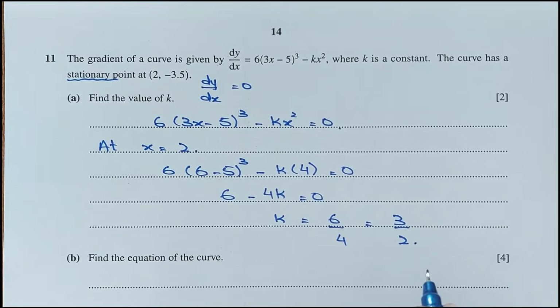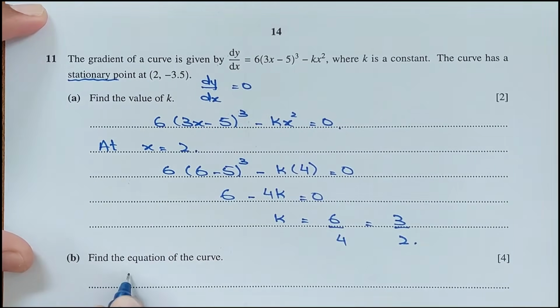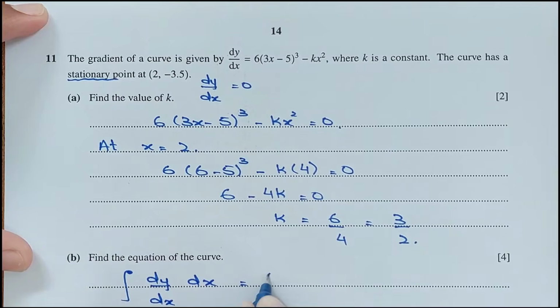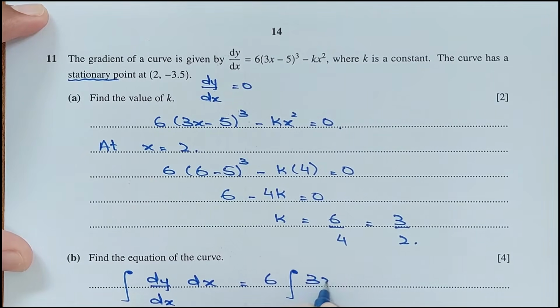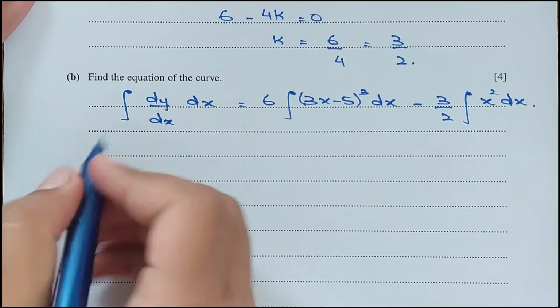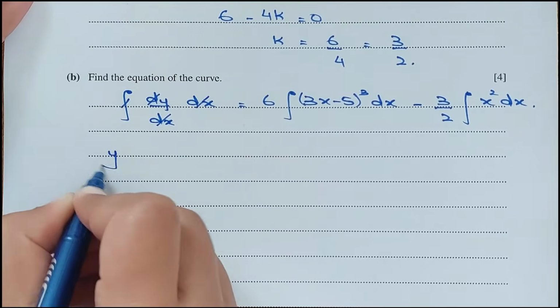Right. Now for part B, find the equation of curve. So for the equation of curve, we have to integrate on both sides. We have dy over dx with respect to dx. 6 is outside, integration of (3x minus 5) whole cube with respect to dx, minus k, which is 3 by 2, outside, integration of x square dx. Right. Let me simplify. dx is cancelled with the dx derivative, and antiderivative is cancelled. We are left with y.